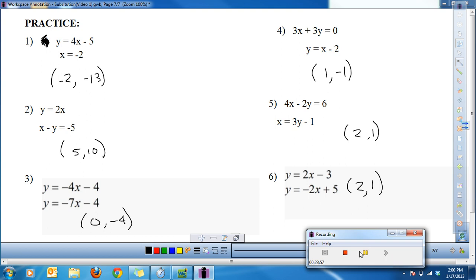All right, here are the answers to the 6 practice problems. Check your answers. If you made a mistake, you should have caught it in the check stage. If you did not, go back and look at your work and ask yourself, am I doing all of the steps?